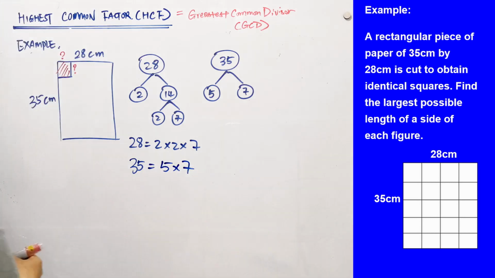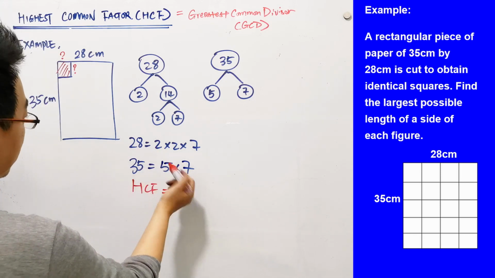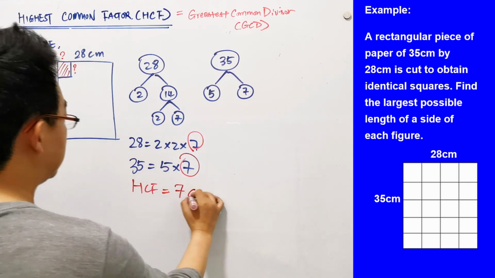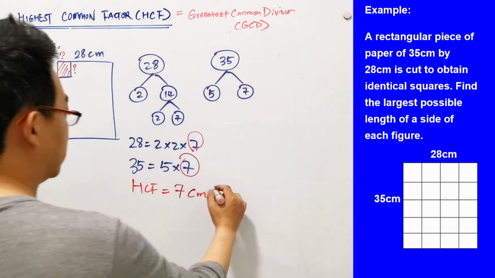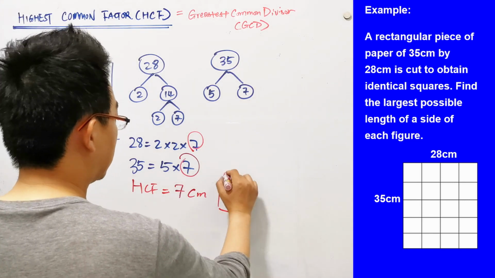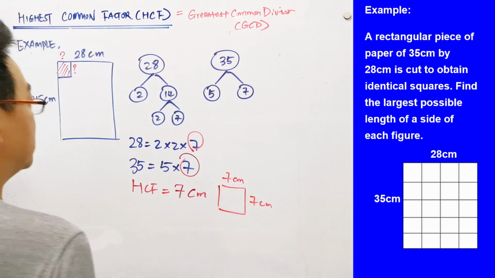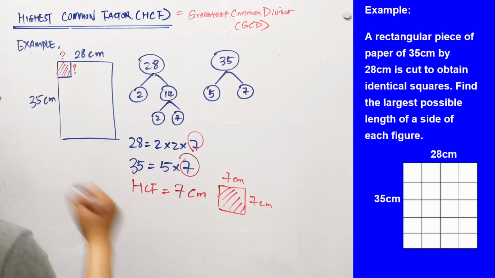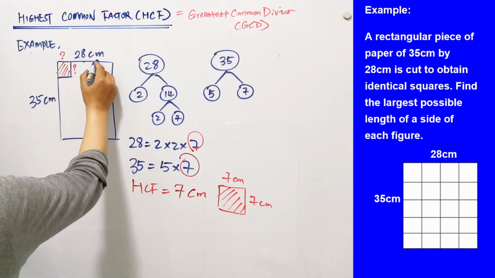Okay, so what is the HCF of these two numbers? Do we have 2 here? Don't have. Do we have 5 here? Don't have. We have 7. 7 cm is the highest common factor. So in this case, you can cut squares of highest 7 centimeter. Okay, we can draw that one. So basically we can cut to the 4, right?